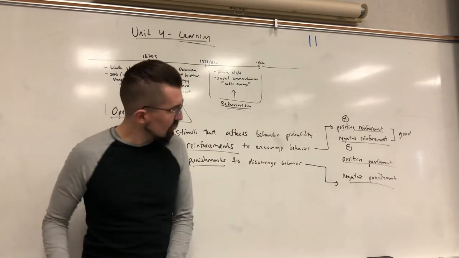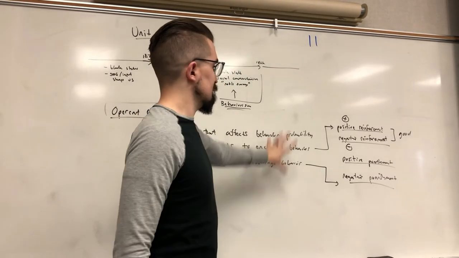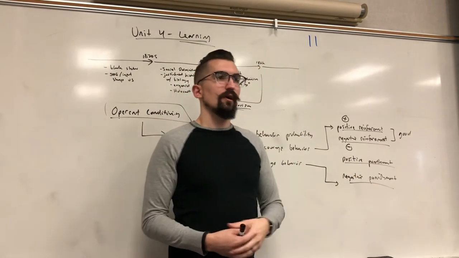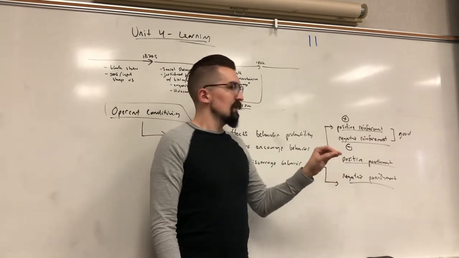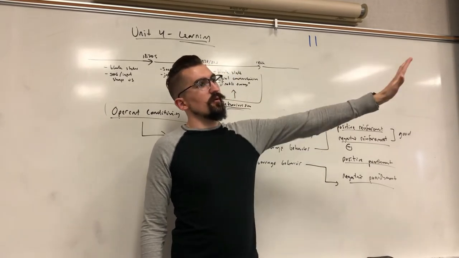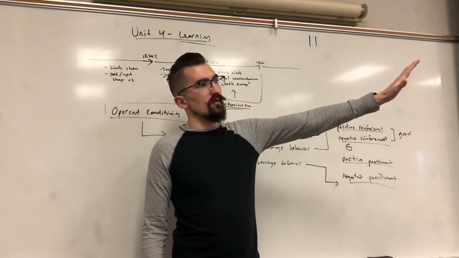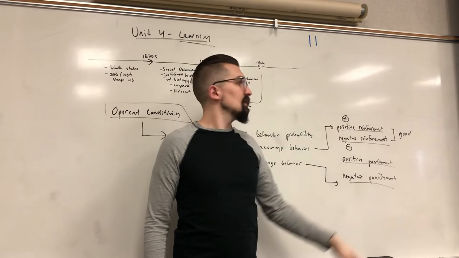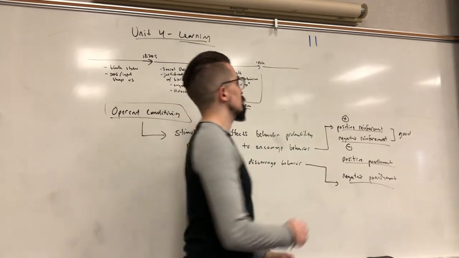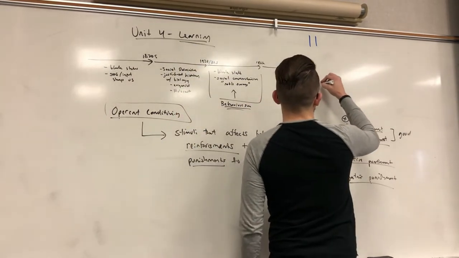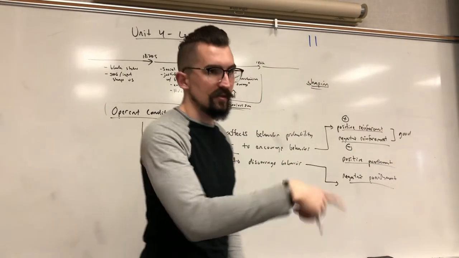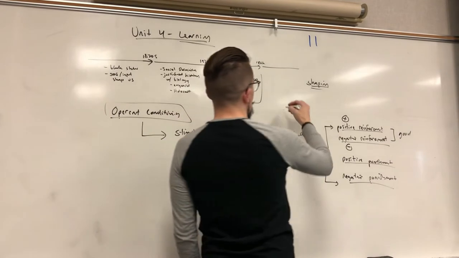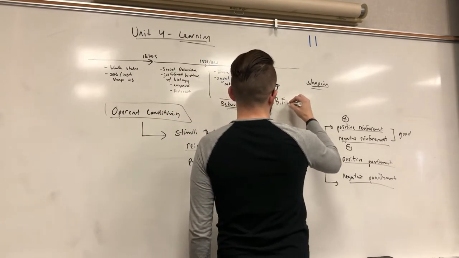So what we would call this process of trying to get people or animals or whatever, or ourselves actually, you can do it with yourself too, to try and do something more consistently, or not do something more consistently if it's a bad thing, that's called shaping. Shaping. It's actually a little more complex than that. Let me give you an example from the most famous operant conditioning proponent, B.F. Skinner.